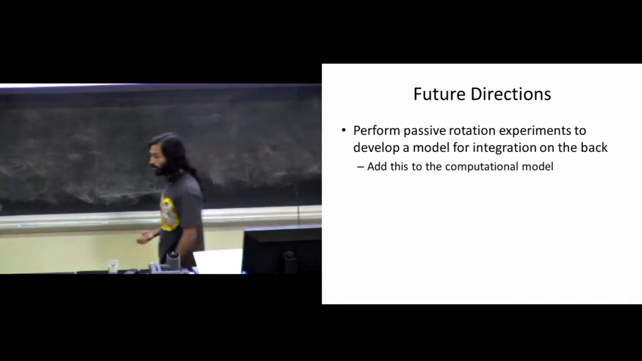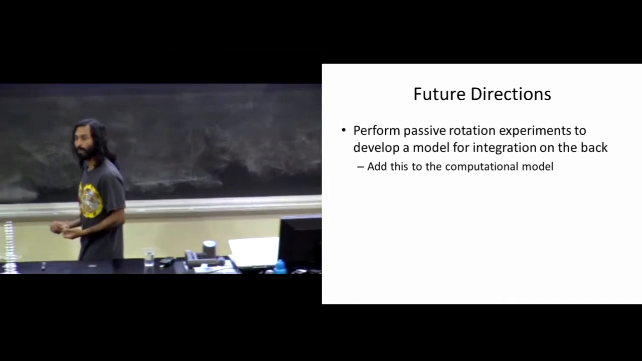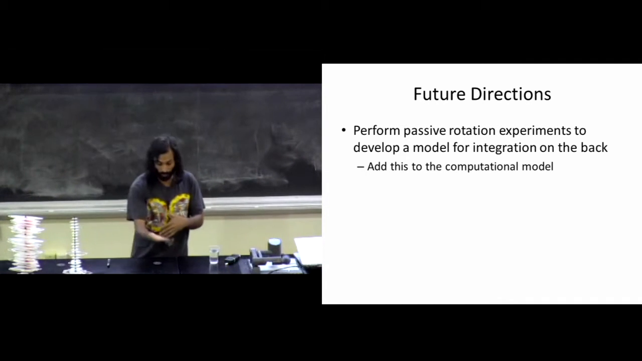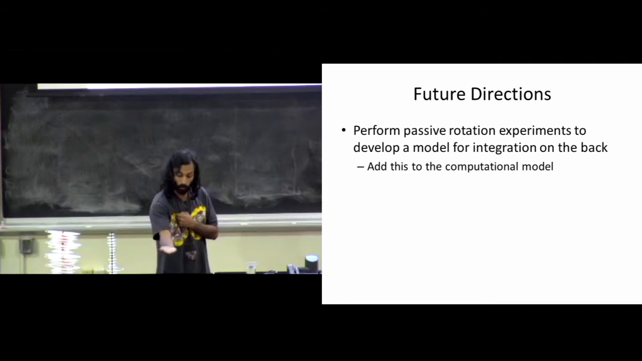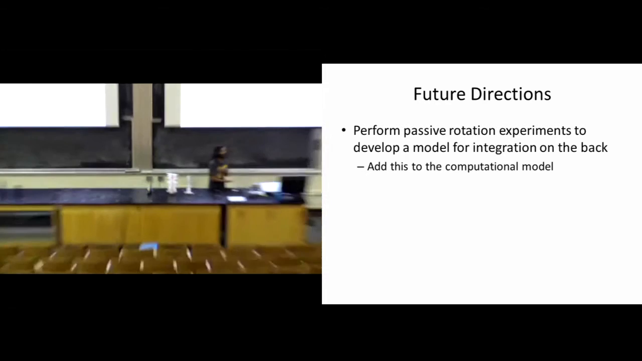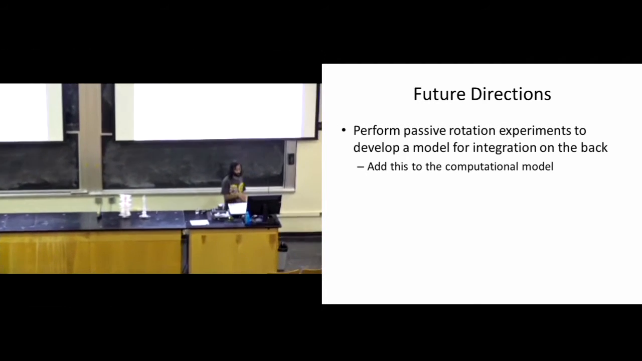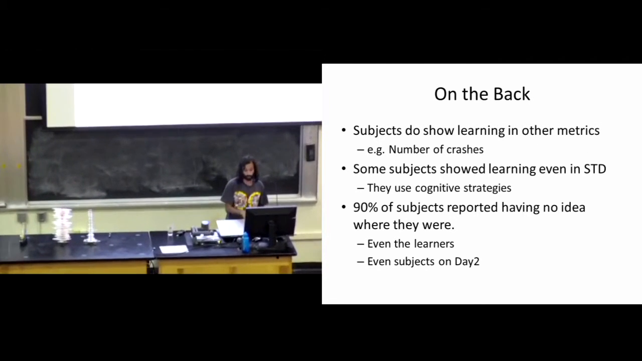In the future, to understand this improper integration better, I will passively rotate people, so they'll be on their back, they'll be blindfolded, they won't have control over the machine. I'll just move them and then ask them how far they have gone, and then make a model based on what kind of improper integration is occurring.